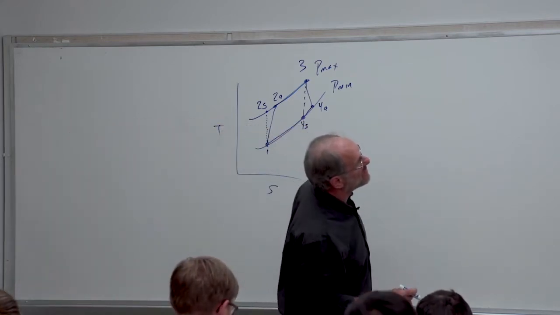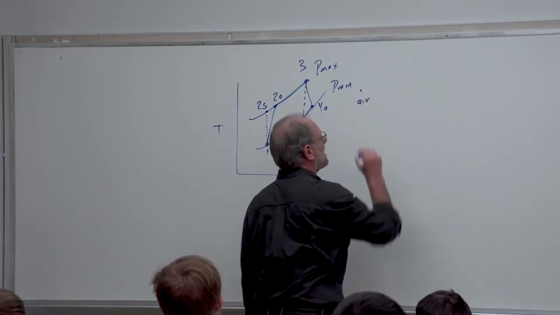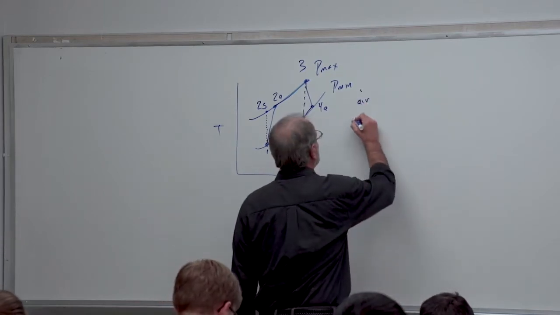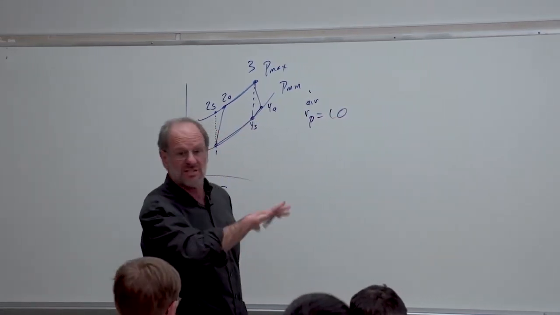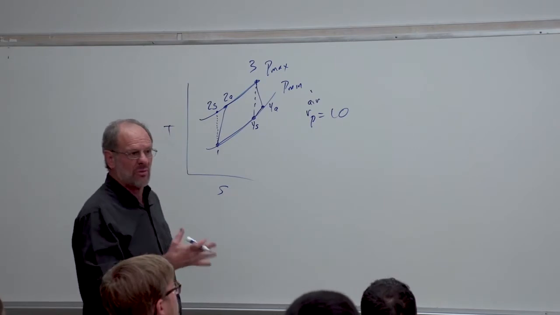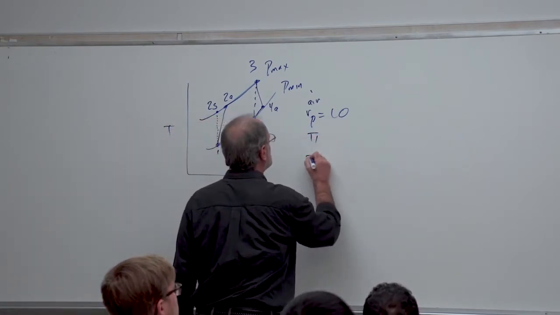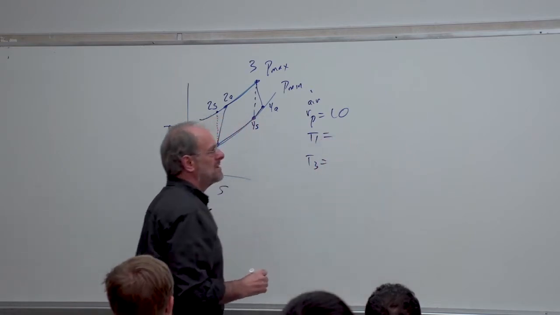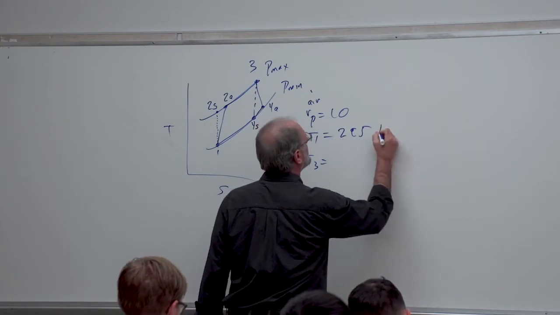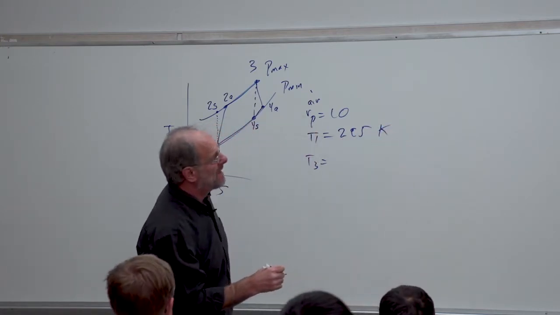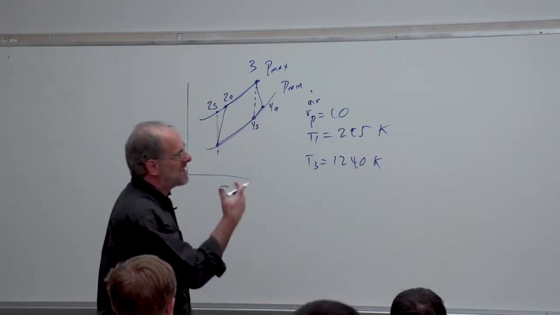And then also let's make sure we indicate all of our appropriate data. Certainly we know that it's air. We're given the pressure ratio of 10. Again, this is a pressure ratio, right? Not a volume ratio like we would have used for Otto and diesel cycles. Minimum and maximum temperatures are given. So T1 is 295, and that's in Kelvin. And T3 is 1240, also in Kelvin. That's nice that they're in Kelvin.